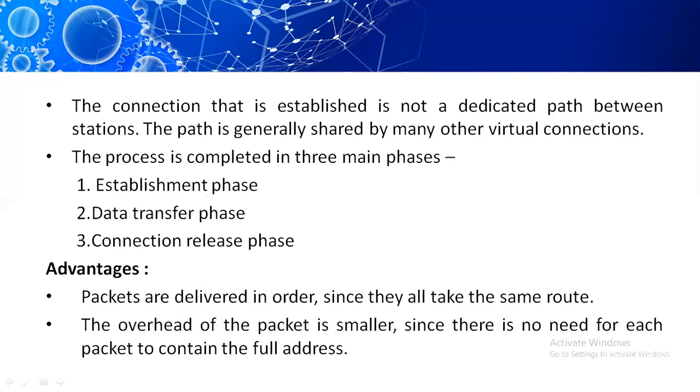Then the second is the data transfer phase. During this phase, it performs flow control and error control services. The error control service ensures correct sequencing of packets and correct arrival of packets at the receiver. So this is the error control. Then the flow control service ensures that the receiver can slow down the transmitter to handle the data speed of the packets.